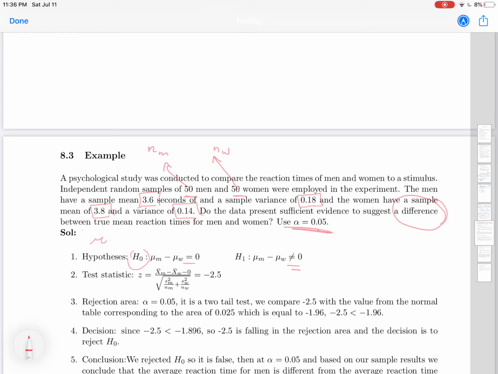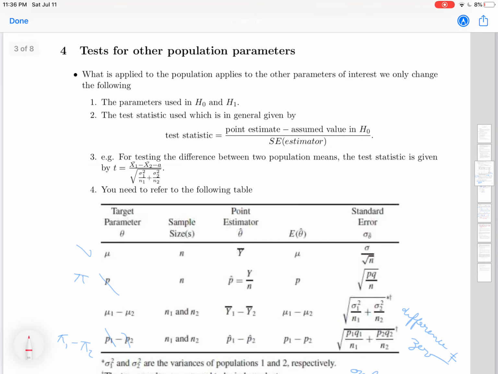Do the data present sufficient evidence to suggest a difference between true mean reaction times for men and women? Use alpha equals 0.05. Is there a difference? So this means equal against not equal. Of course, when we are talking about two populations, you have to write your hypothesis in the form of a difference. So mu of men not equal to mu of women. So this means mu of men minus mu of women is equal to 0. Again, it's not equal to 0.